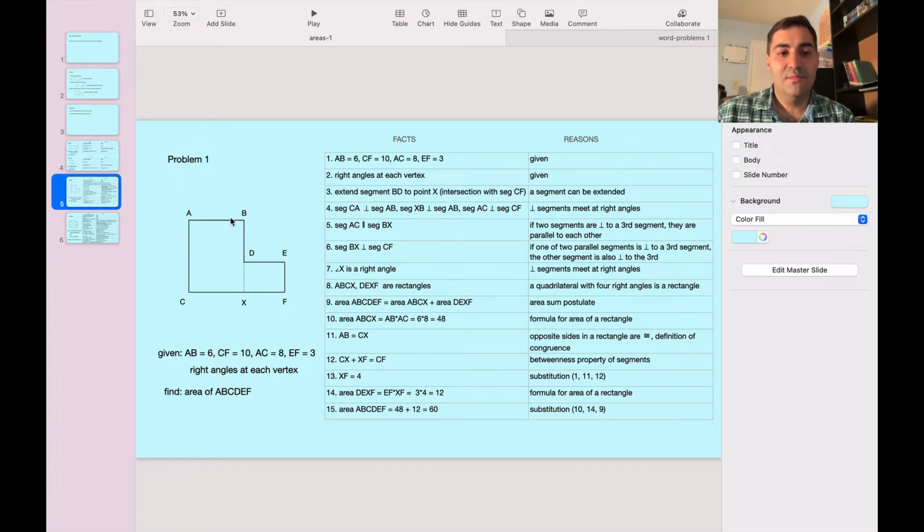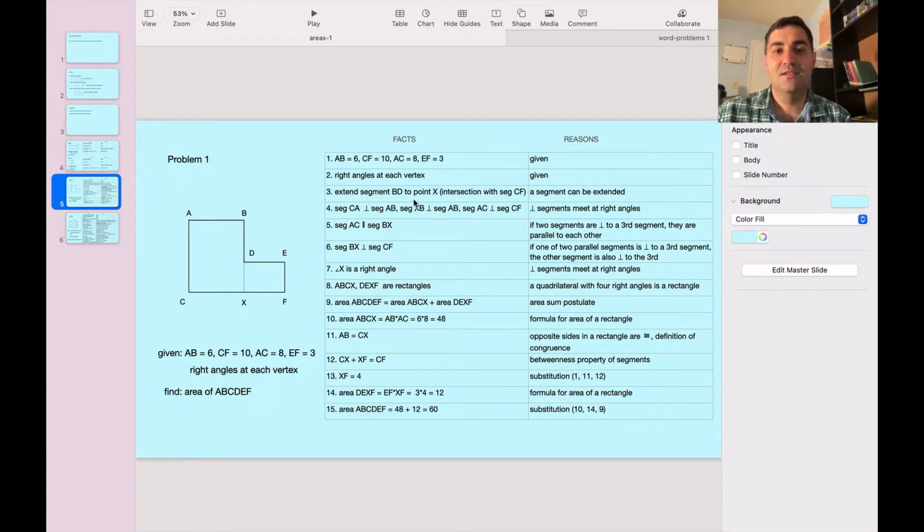Given length of AB equals 6, length of CF equals 10, length of AC equals 8, and length of EF equals 3, and we have right angles at the vertices. Find the area of this whole L-shaped looking form. So write down what we know.